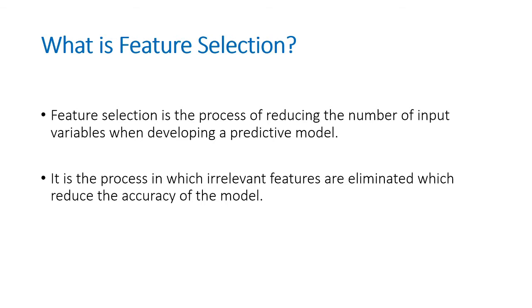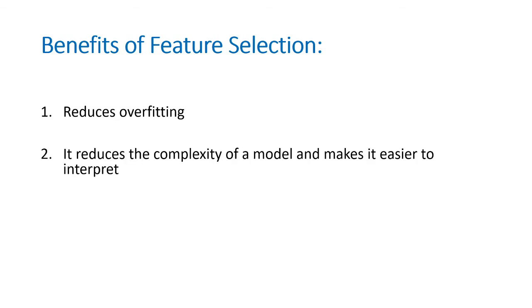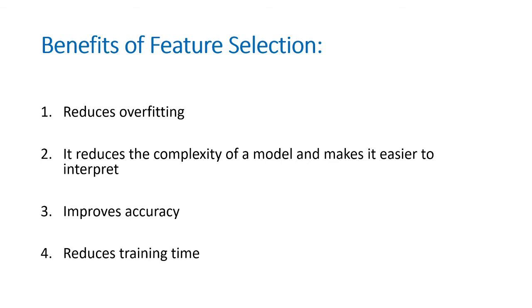For getting the best results in your model, the data you are using plays an important role. So feature selection helps in reducing overfitting of the model. It reduces the complexity of a model and makes it easier to interpret. It improves the accuracy of the model and it reduces the training time.